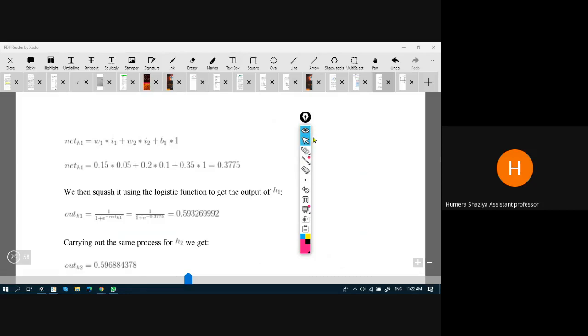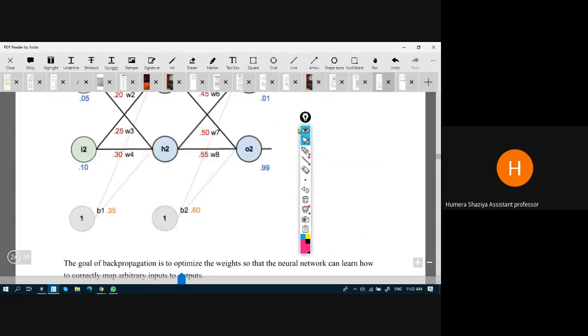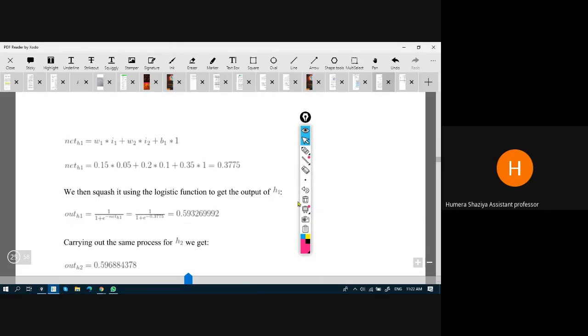Look at here, you have these values available. You have I1, I2, H1, H2, everything is there in the network. When you substitute the values, you get this as the value for H1. What is H1? Hidden one. This is the summation, because every node has two operations. First one is summation, second one is activation.